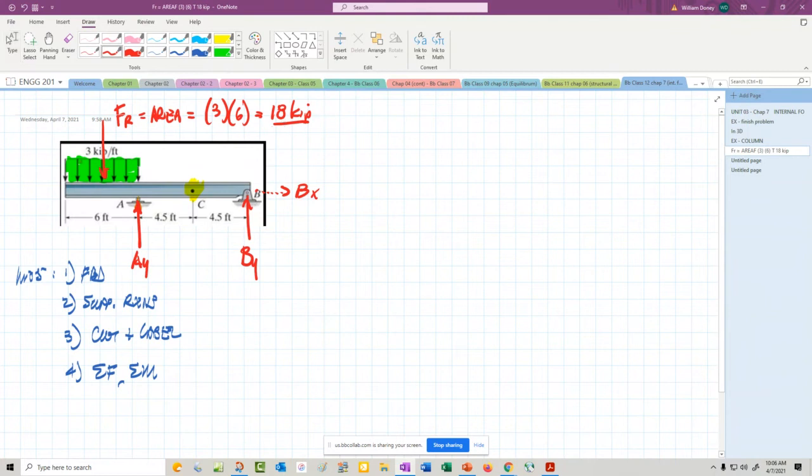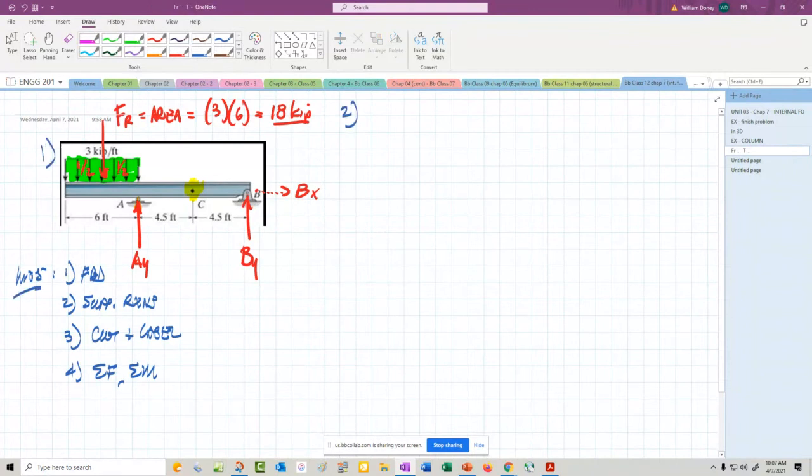And we have it acting right there, basically halfway. So I'll put half and half. That's for the free body part. All right, so let's find the support reactions. We did a free body. Let's do support reactions. So this is step 2.